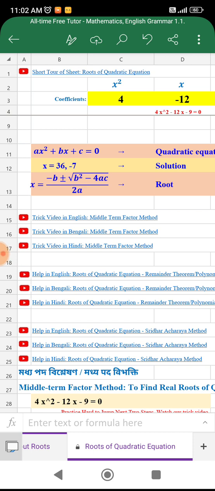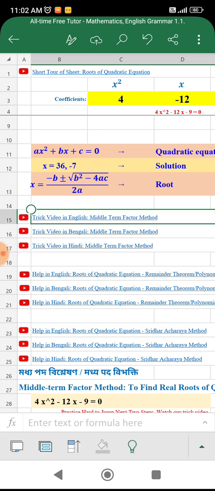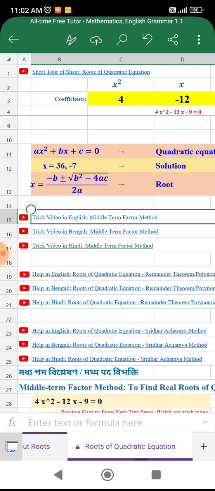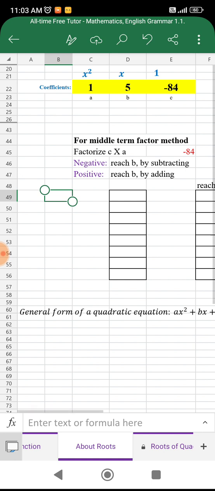Today we'll see the trick video of the middle term factor method, how fast we can calculate the middle term factor. If you know the multiplication table very well and if you practice it quite a lot, then it is not a difficult task. But if it is not done so well, then you have to follow this trick.